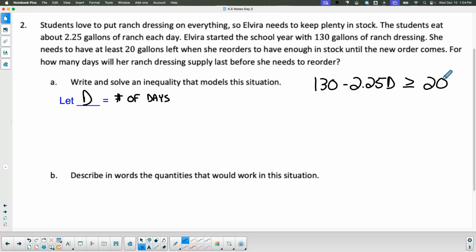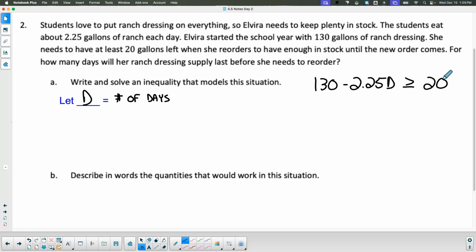Sure. Where did you get the 130 from? She starts with 130 gallons. Okay, where did you get the 2.25 D from? Because they eat 2.25 gallons a day, and it's subtraction because they're taking away that much. They're eating it, they're using it. Yep. And where did you get the 20 from? She needs 20 gallons left at least.